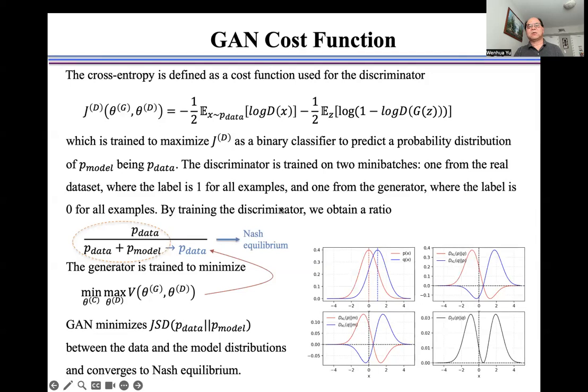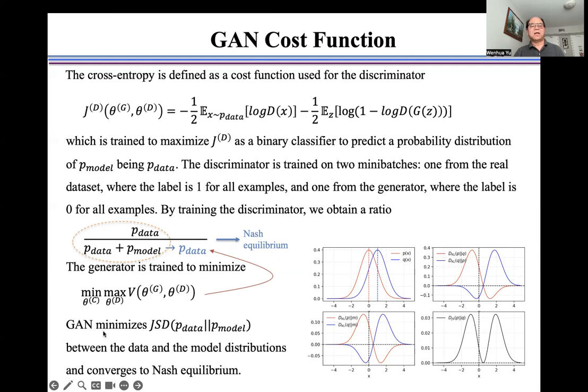By training the discriminator, we obtain a ratio P data divided by P data plus P model. The generator is trained to minimize the maximum of the cost function with respect to theta D to make this P model close to P data until reaching the Nash equilibrium.